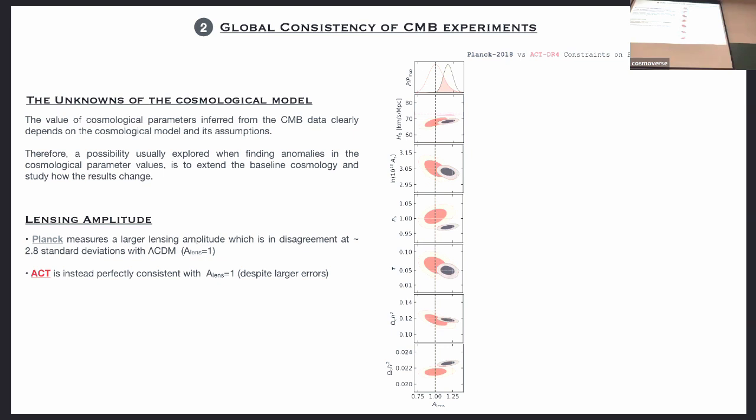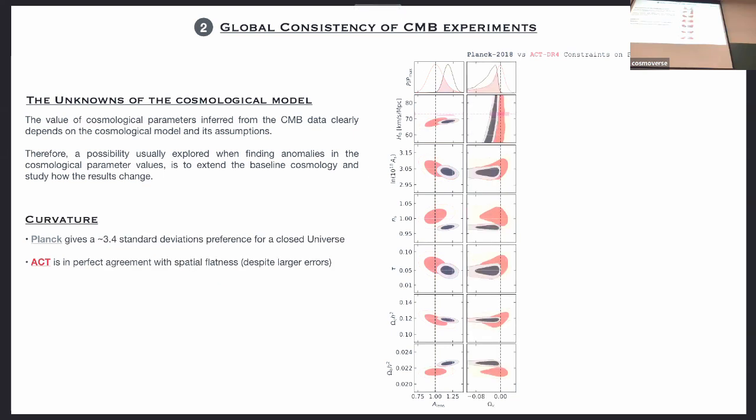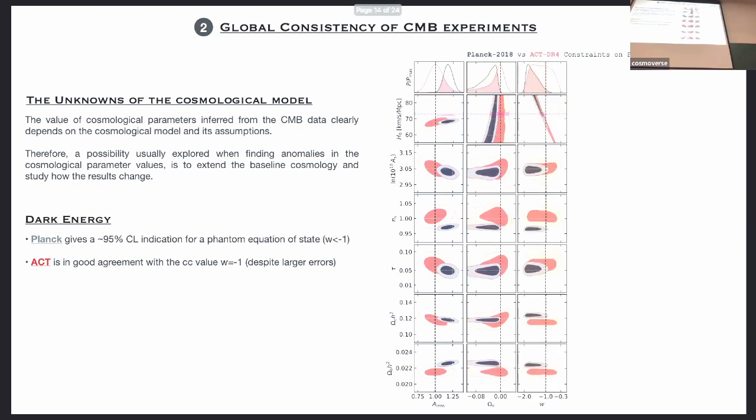We already said that from Planck we have a 2.8 sigma deviation from ΛCDM for the value of A_lens, while ACT is in perfect agreement with a lensing amplitude consistent with ΛCDM. We also said that Planck gives a 3.5 standard deviations preference for a closed universe, while ACT is in perfect agreement with a flat universe. If we consider the dark energy equation of state, from Planck we obtain a 95% confidence level preference for a phantom equation of state, while ACT is in good agreement with the cosmological constant value.